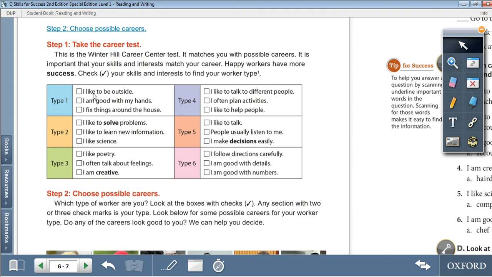Type 1. I like to be outside. I am good with my hands. I fix things around the house. Type 2. I like to solve problems. I like to learn new information. I like science. Type 3. I like poetry. I often talk about feelings. I am creative. Type 4. I like to talk to different people. I often plan activities. I like to help people. Type 5. I like to talk. People usually listen to me. I make decisions easily. Type 6. I follow directions carefully. I am good with details. I am good with numbers.